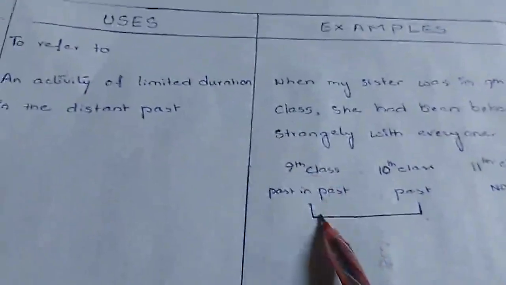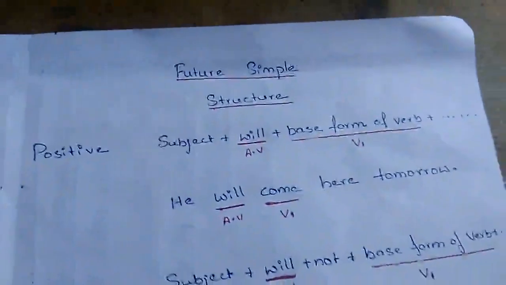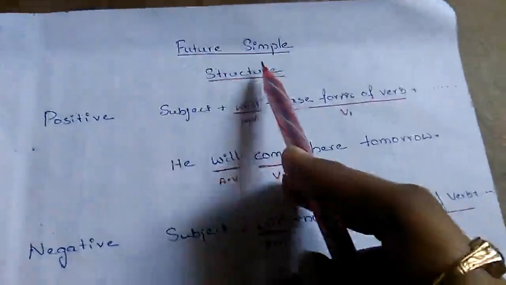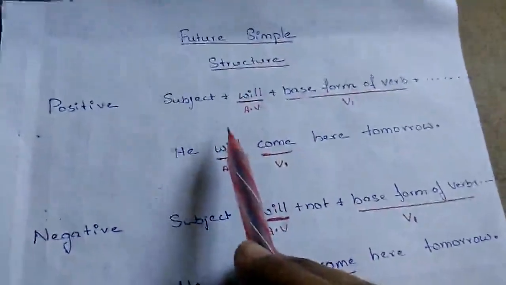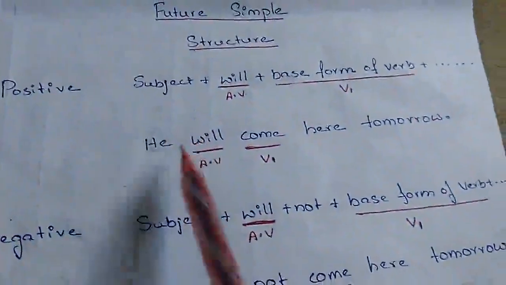So when we are referring to an activity of limited duration in the distant past, that means past in past, we usually use this past perfect continuous tense. And this is all about past tense. Now we take future tense. In this future tense, the first type of future tense is future simple. So see the structure of this future simple.